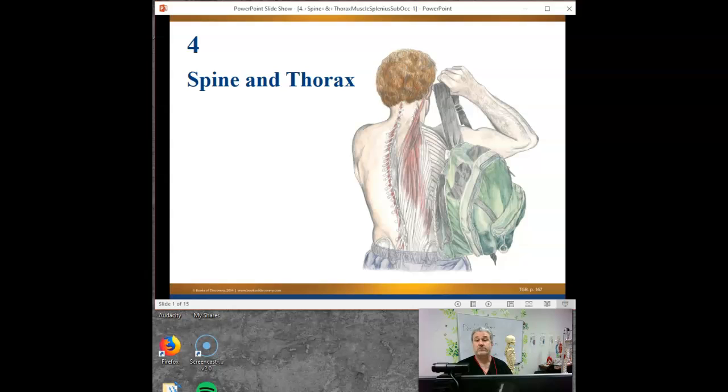Medial rotation? 100%. Correct. Even though it's under the scapula, it's in front of it, right? And when it pulls, it creates a medial rotation. Beautifully done.